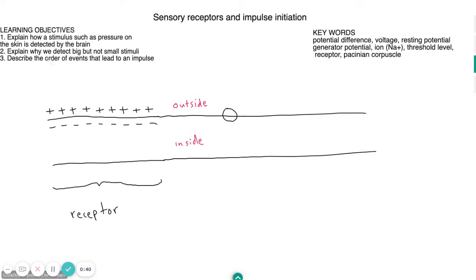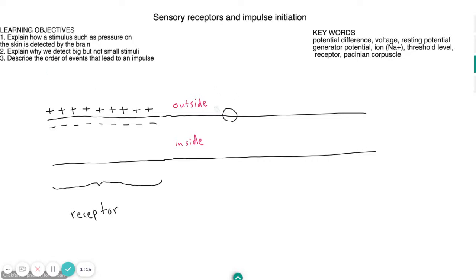So we need to explain how we detect big but not small stimuli. Why is it we will feel a pin, but you don't really feel the clothes on your back rubbing against your skin? Certain stimuli don't seem to be detected, whilst others are. Also, we're going to look at the order of events that lead to an impulse. A lot of things you do in the biology course is you've got to be able to go through the logical sequence of events to explain what's going on.